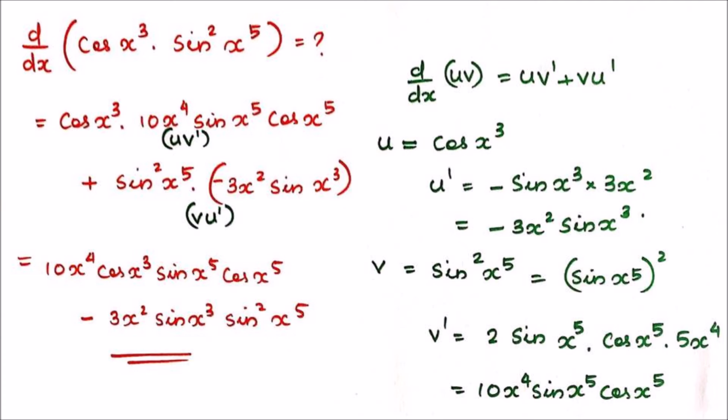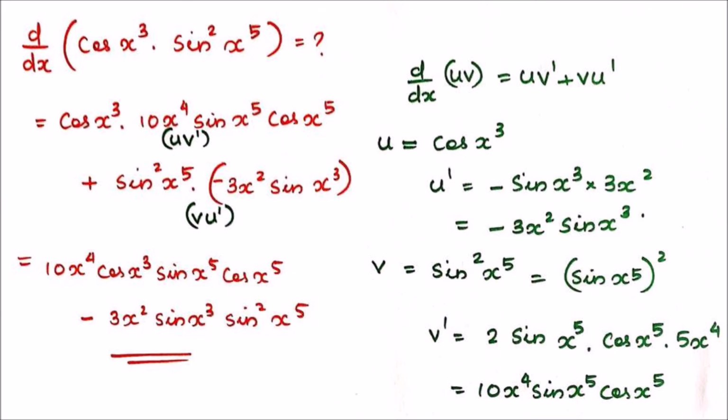Now u dash, the derivative of cos(x cube), is minus sin(x cube) into the derivative of x cube, that is 3x square, so minus 3x square into sin(x cube). Now v is equal to sine square(x raised to 5), or we can rewrite it as (sine x raised to 5) the whole square. Now we need to find out v dash. V dash is 2 into (sine x raised to 5) the whole raised to 1 into the derivative of sine x raised to 5, that is cos(x raised to 5) into 5x raised to 4. So the answer is 10x raised to 4 into sine(x raised to 5) into cos(x raised to 5).